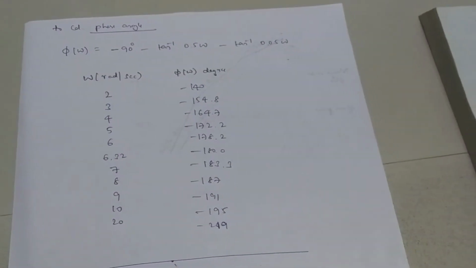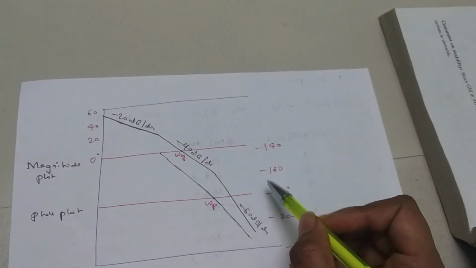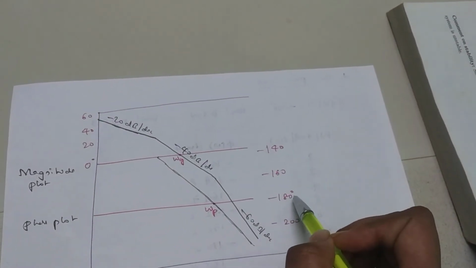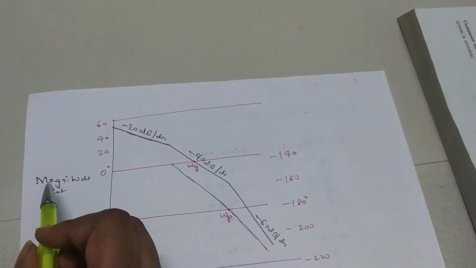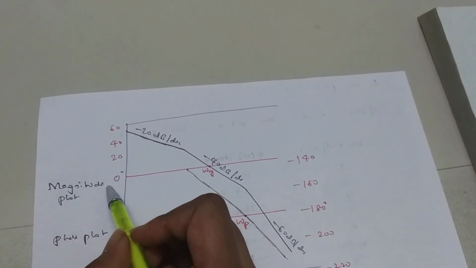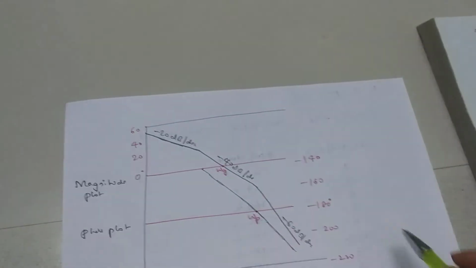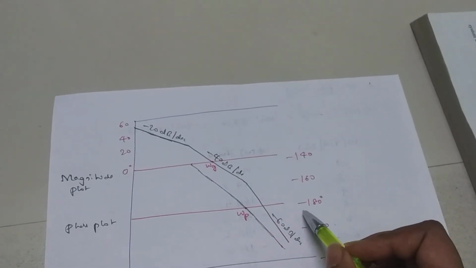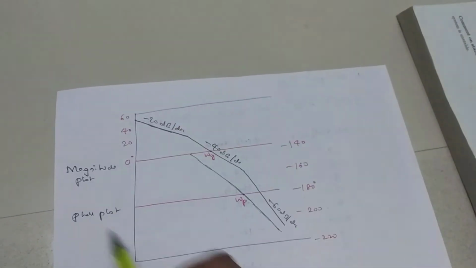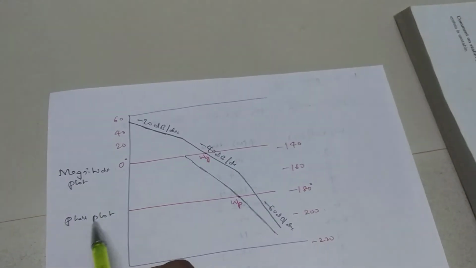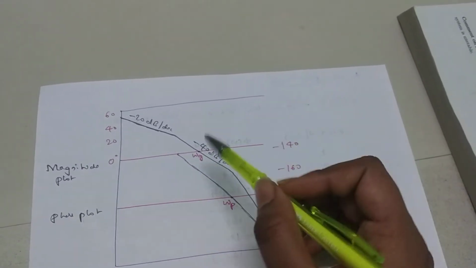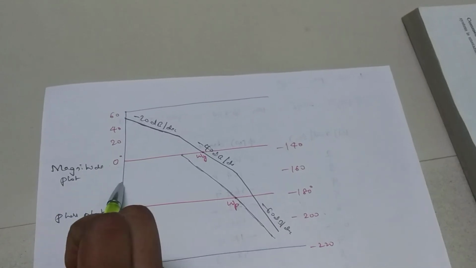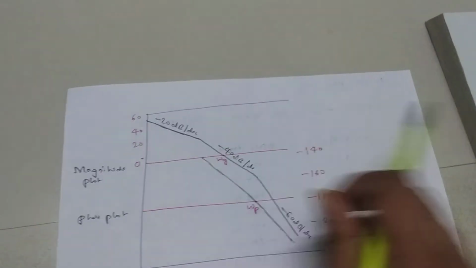For the phase plot, the main hint is that we need to take the starting value from minus 180 degree. For the magnitude plot, we take the angle as 0 degree. For the phase angle, we take the value as minus 180 degree. This is a combination of magnitude and phase plot, that is called a Bode plot. This is a combination of magnitude plot and phase plot. So see here.